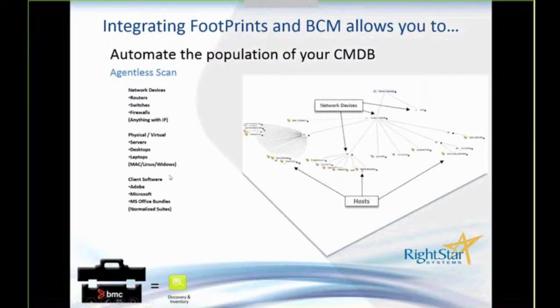Second thing we then do is identify the hosts, being a physical or virtual device. It could be a server, desktop, laptop, Mac, Windows, Linux, doesn't really matter. And then it looks on that device and understands all the software that's installed. And yes, it gives you the detailed software, the EXEs, the add-remove program entries, but it also normalizes that data to help you with software license management. So all of this information, the network devices, the physical and virtual devices, the software, are then related and imported or synchronized with the CMDB within BMC FootPrints.